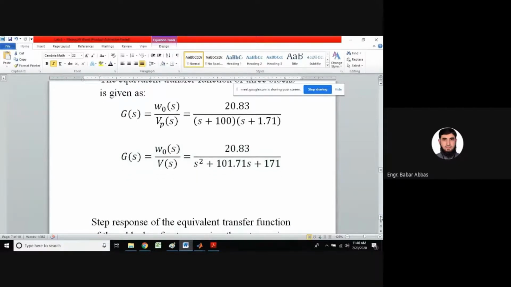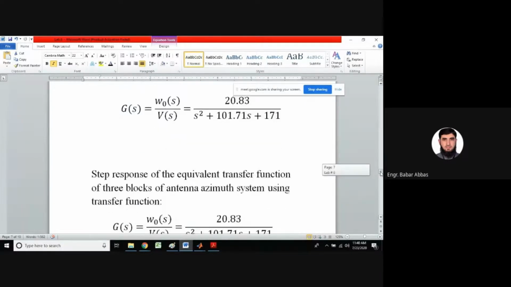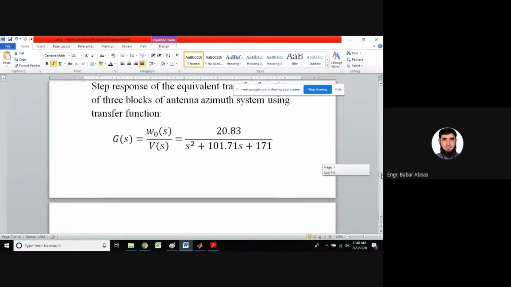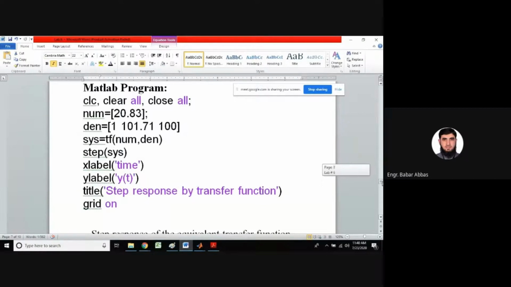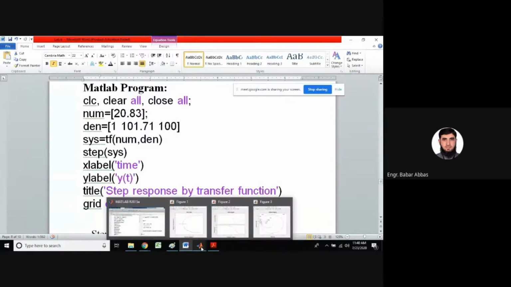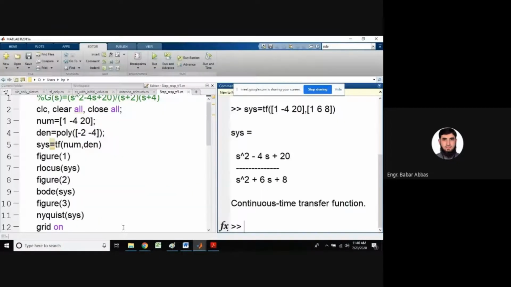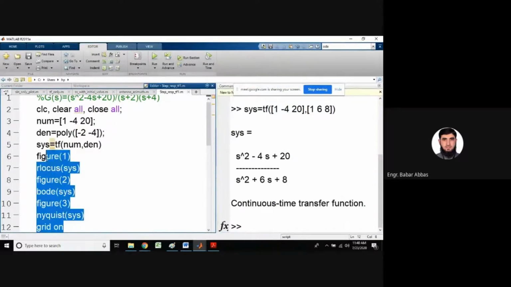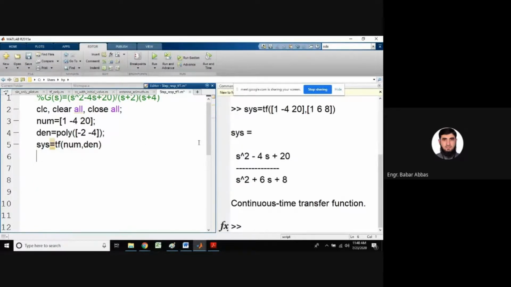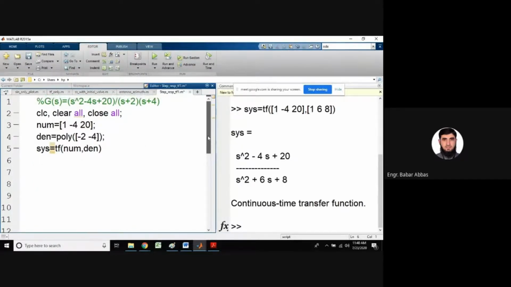So to write a step response and an impulse response of the antenna azimuth position control system, you may write it here in MATLAB, in the same program. Let me remove this. The transfer function is different.